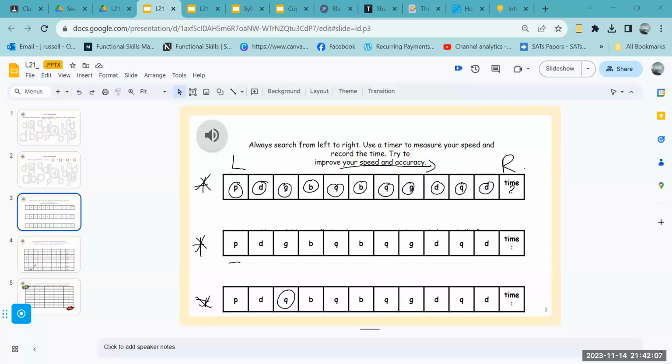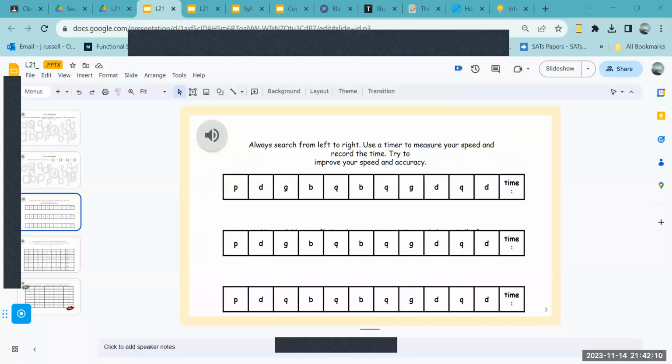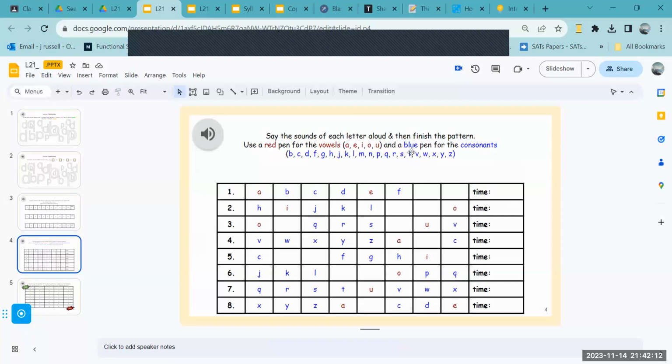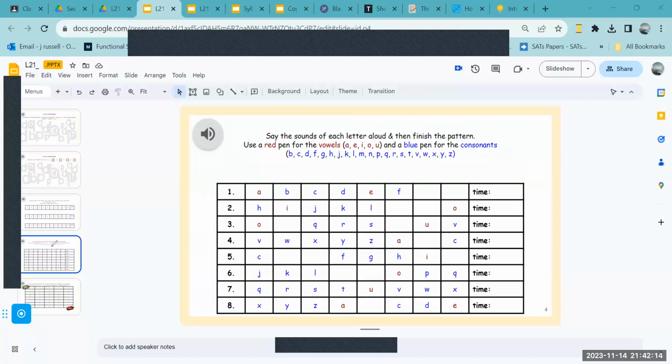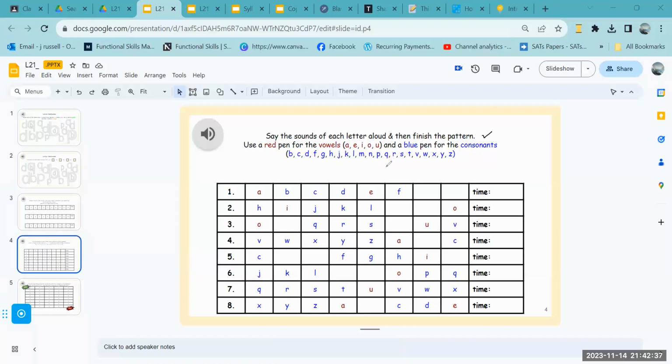Now, let's have a look at the fourth of five slides that we're working on today. What you need to do for this is to say the sound of each letter aloud. It's really important. Don't think, oh, I'll say it in my head. Different pathways, different parts of the brain will be used for those two very different processes. So you say the sounds of each letter aloud and then finish the pattern. All right, so that's the first thing we do.